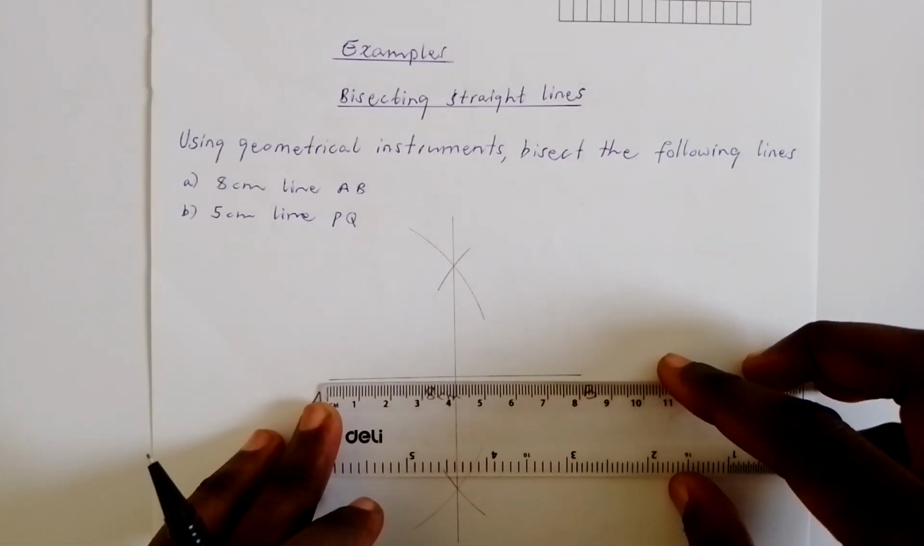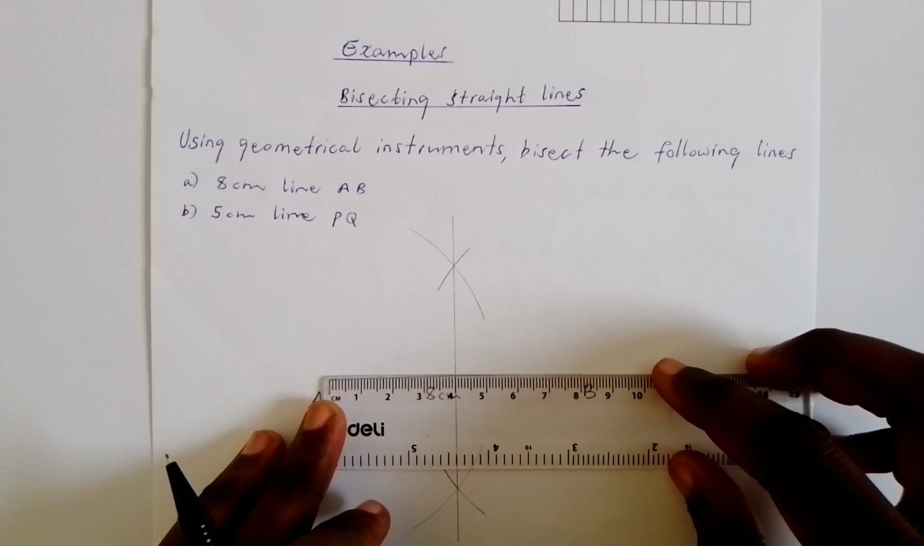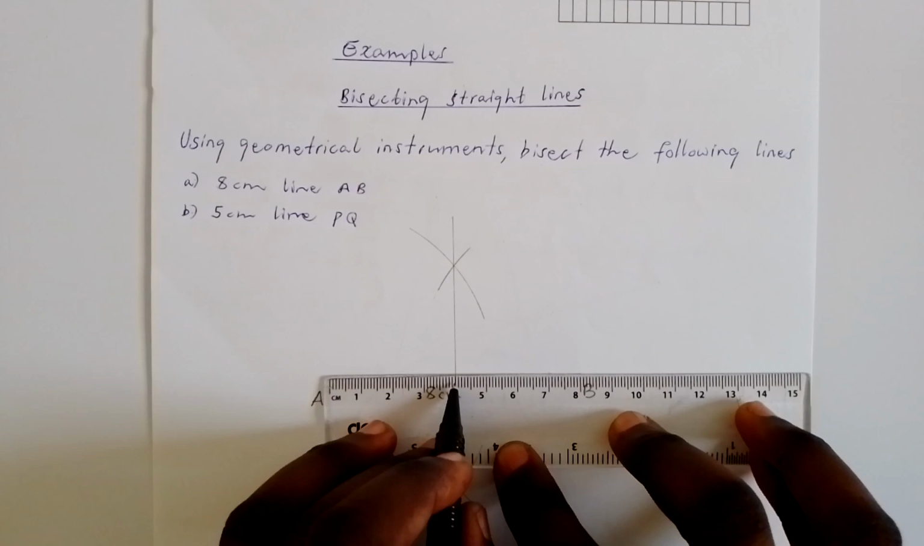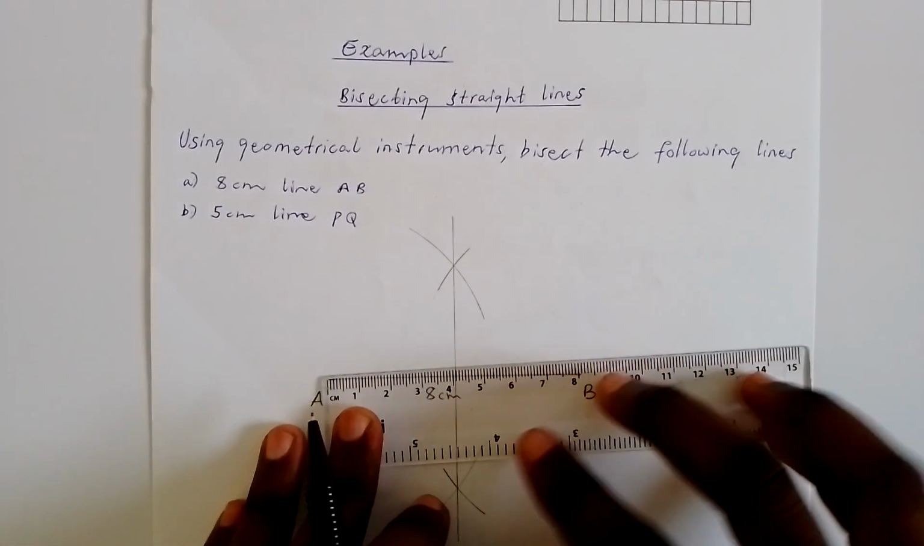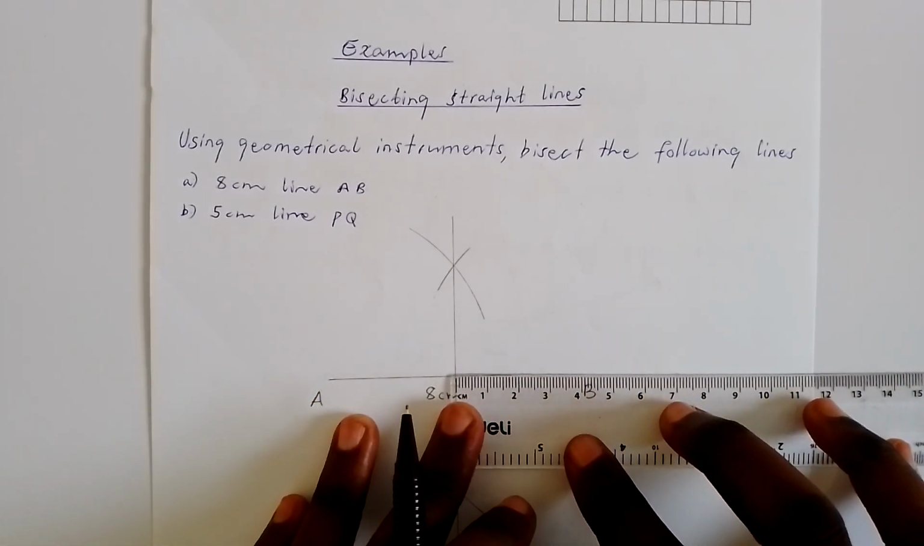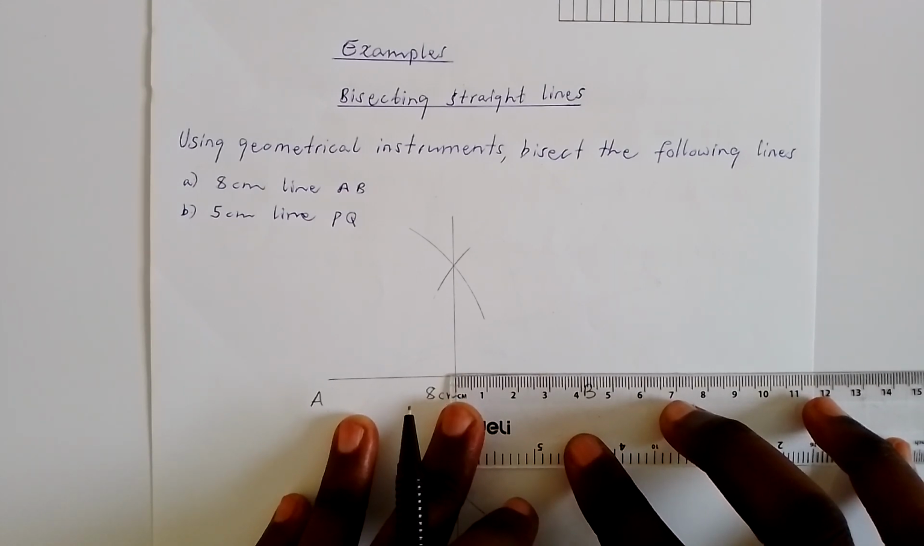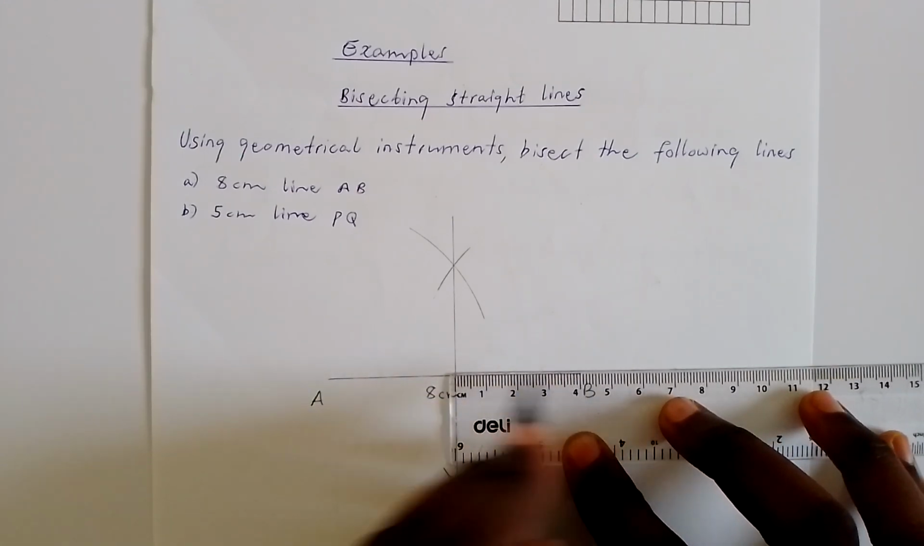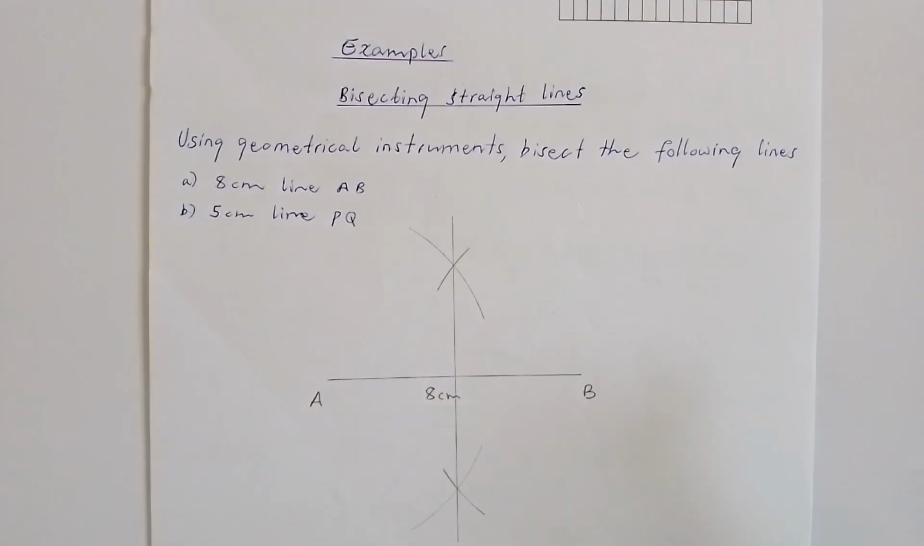Let's prove it together. I'm sure you can see it. It's already showing. From here up to here, it is exactly 4 centimeters. If we want, we can measure even the other end, starting from the very line there up to there. We can see that it is also equal to 4 centimeters. So you can see how we've bisected that line.